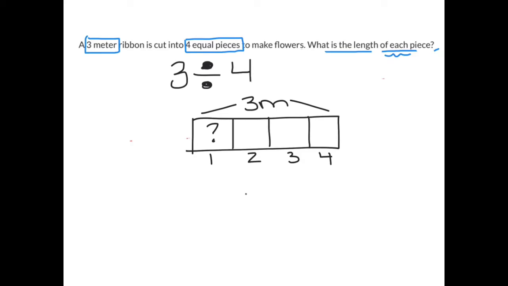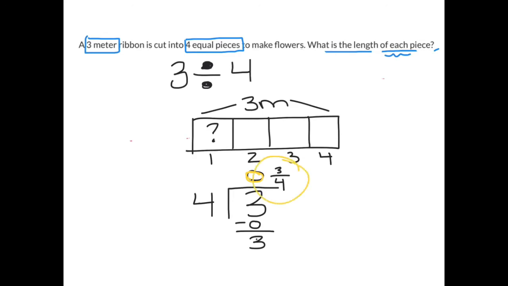So we could use our standard algorithm to solve that. 3 divided by 4. If I have 3, I can't make any groups of 4. So that's going to leave me a 3 left over. And then remember, we can turn this into a fraction of 3/4. Remember, not being able to make any groups means that I'm not going to put a whole meter of ribbon into any of my flowers. I don't have enough. So I'm going to have to put 3/4 of a meter of ribbon. So those are a few strategies we can use.